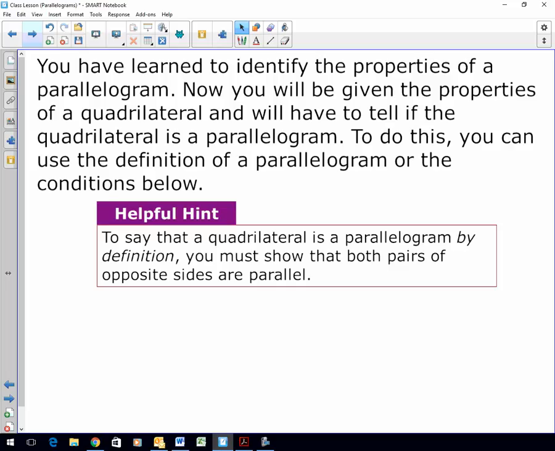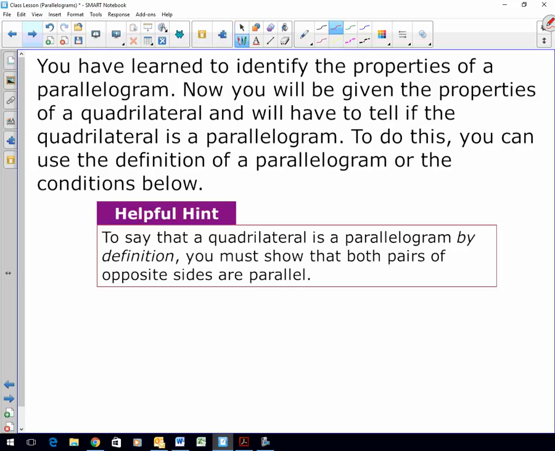So again, what we do in here all the time, we talk about the properties. We say we can use this property to prove it's a parallelogram. And then we say, if I have this property, is it a parallelogram? We're jumping back and forth.